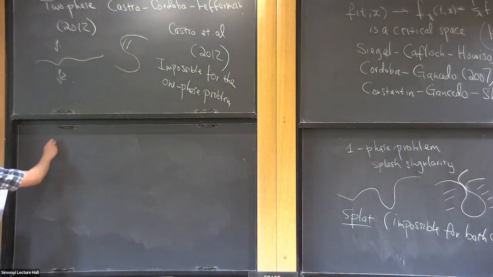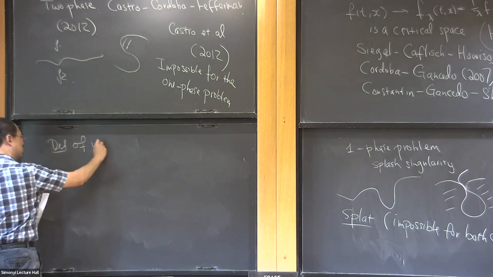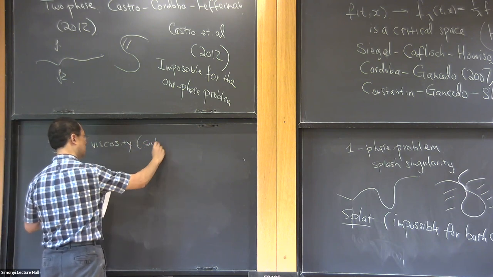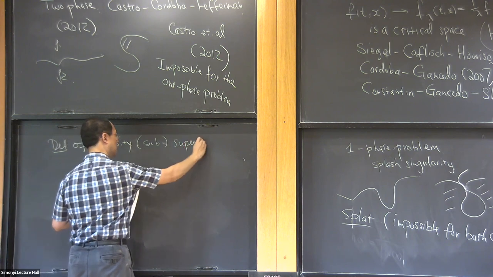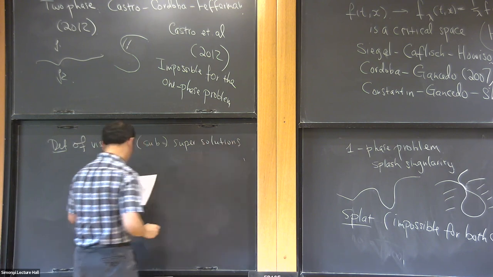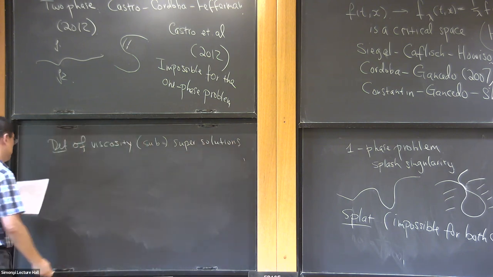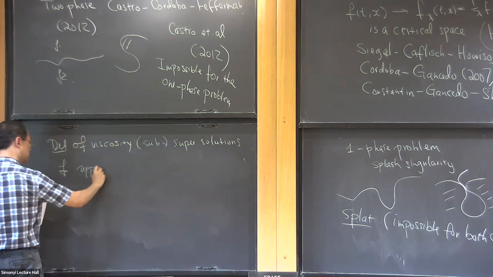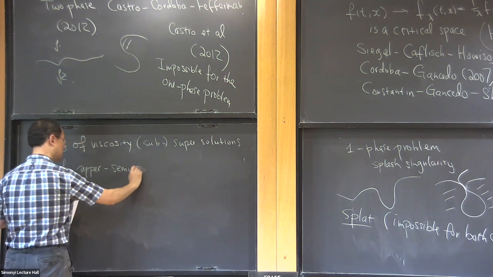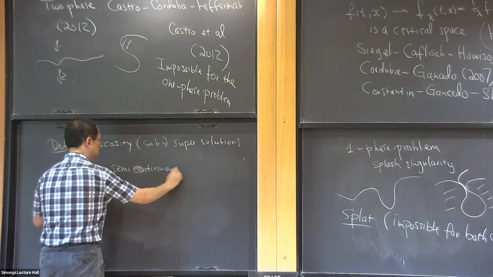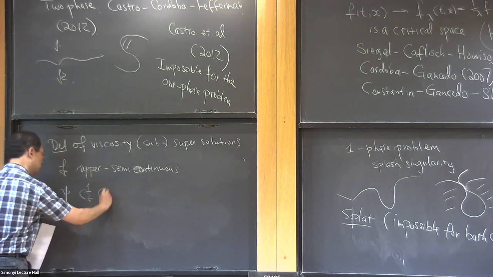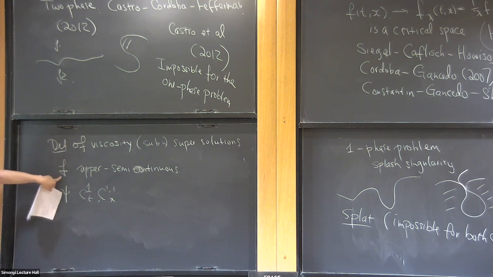So, the definition of viscosity sub and super solutions. F is upper semicontinuous or lower semicontinuous, depending on sub or super. And suppose that you can find a smooth function psi. By smooth, I mean C1 in time and C1,1 in X. And it touches F from above.